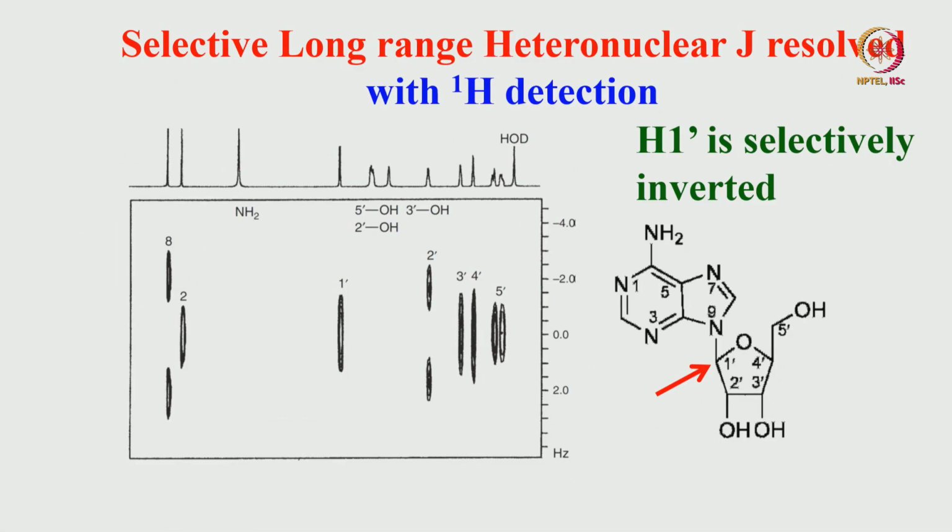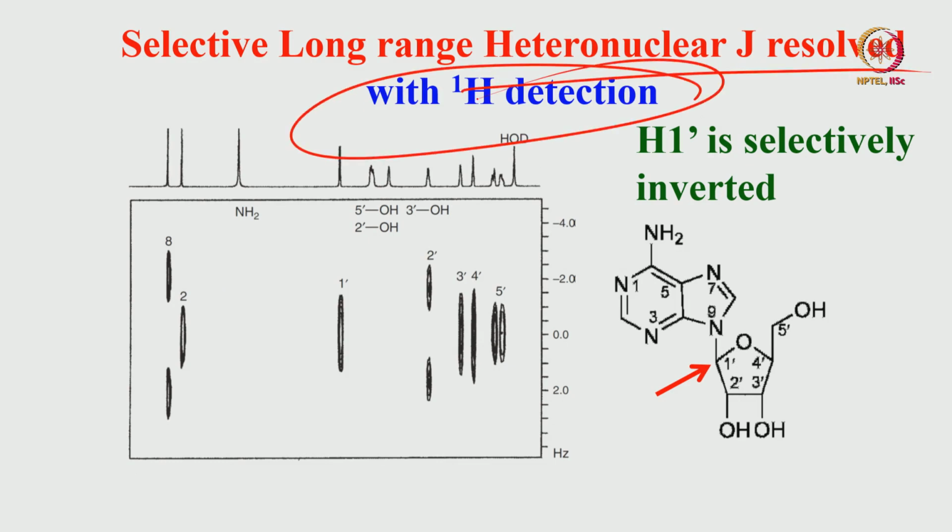And this is the example of a spectrum of a selective long range heteronuclear J-resolved with proton detection. This is what is done: H prime is selectively inverted. Coupling of H prime to different carbons you can see here, because we are detecting proton indirectly. Okay, so this is what it is.